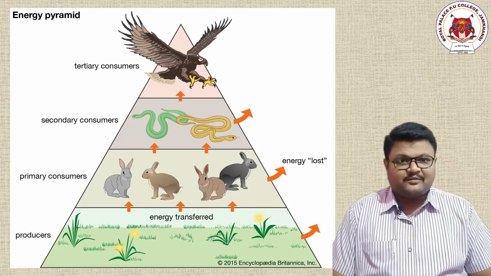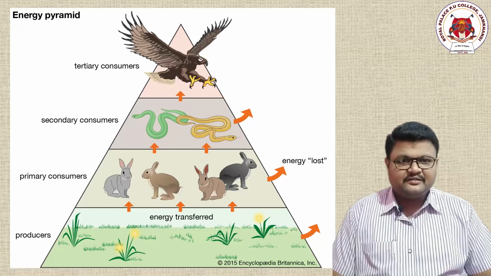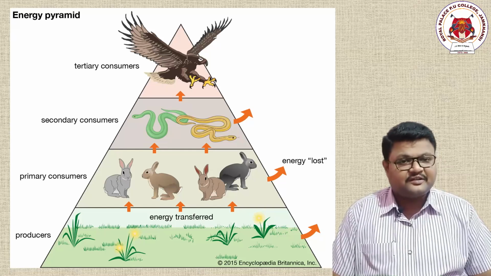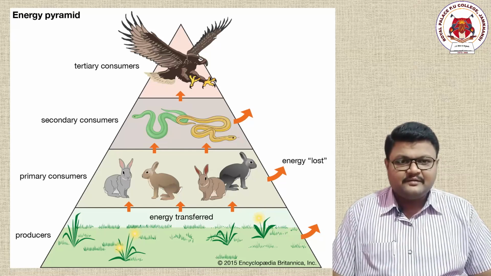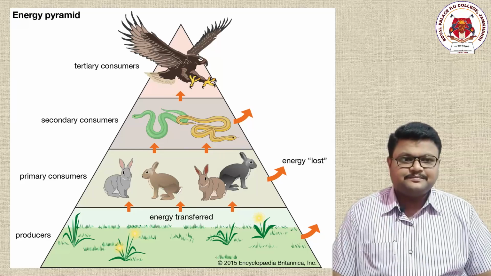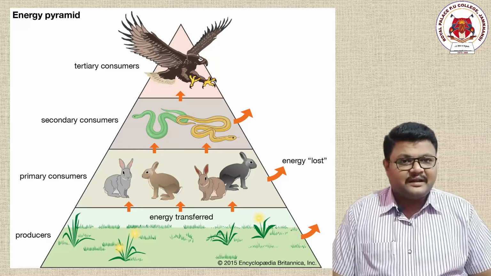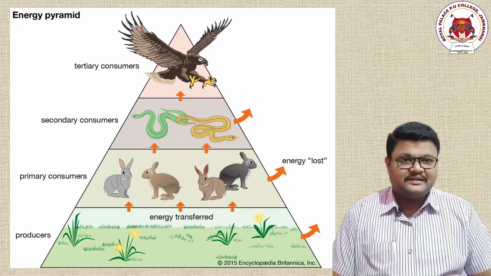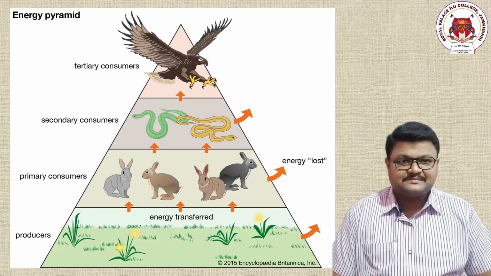So the cycle starts now. Since the majority of organisms eat plants, we will keep plants in the bottom section, because the basic source of energy starts from here only. After that, observe the figure, there are rabbits. These rabbits are vegetarian organisms, or herbivores, the organisms which eat only plants, and they are also called primary consumers.